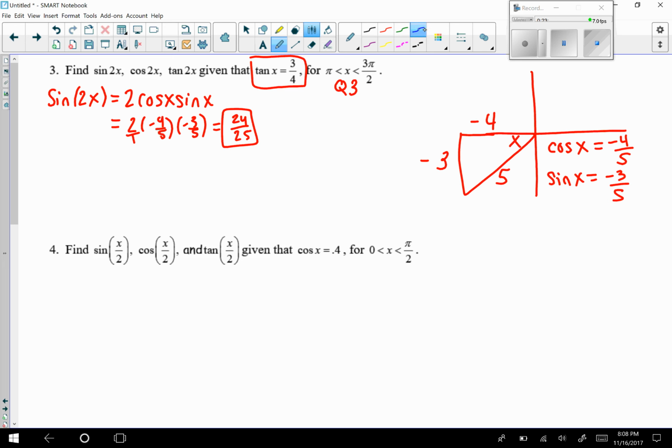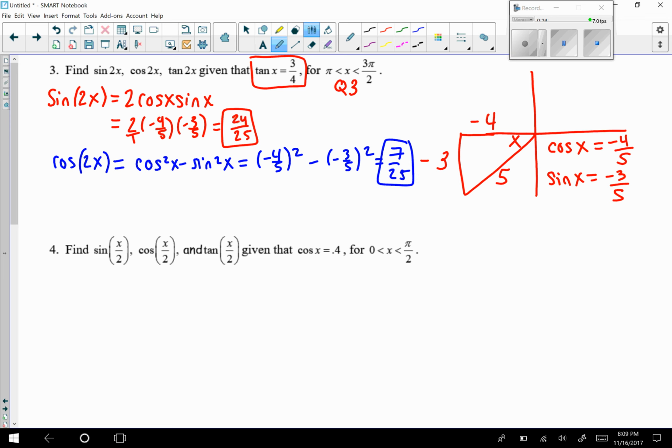Then I'm going to do the same thing for cosine. For the cosine of the double angle, I can use my other forms if I wanted to, or I can use my actual cosine double angle identity, which is cosine squared x minus sine squared x. So we'll go ahead and use that one. When I substitute in cosine and sine, the cosine of x was negative 4/5, and we're squaring that, minus the sine, which is negative 3/5, and we're squaring that. When we square and simplify, we have 16 over 25 minus 9 over 25, which gives us 7 over 25.